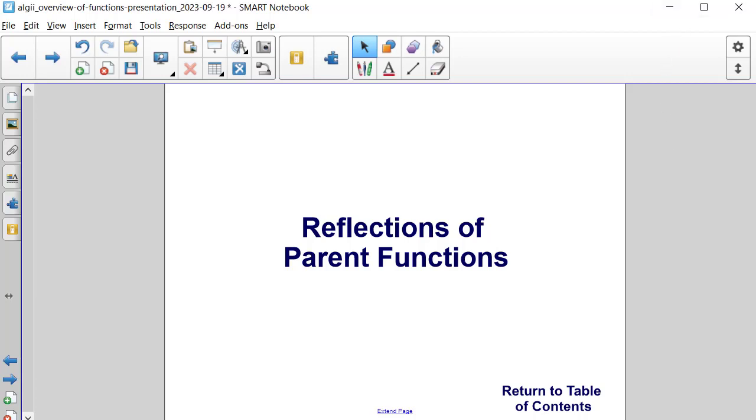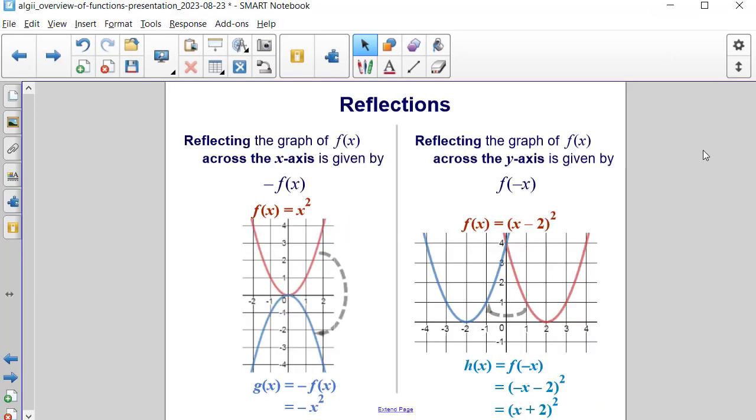Reflections of parent functions. Now let's discuss reflections. Reflecting the graph of f of x across the x-axis is given by negative f of x, meaning you place a negative sign in front of the original function f of x. So if our original function f of x is equal to x to the second power, and we reflect it across the x-axis, g of x becomes negative f of x, which is equal to negative x squared.